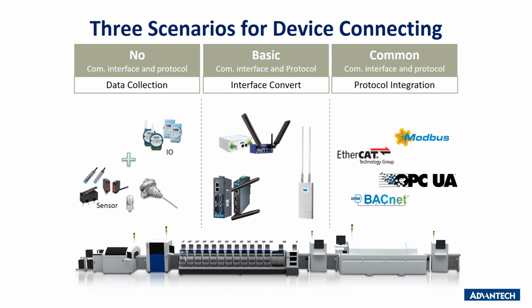For the no communication scenario, we can consider adding a sensor and communication I/O module to collect the data and link each device. If the device has a basic communication interface, we can consider converting the interface to TCP Ethernet or wireless by using a device server or wireless access point. With a common communication interface, we can consider integrating the communication protocol to reduce upper converting load. Or it also means to convert the OT to IT interface.